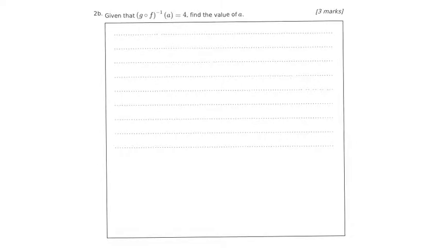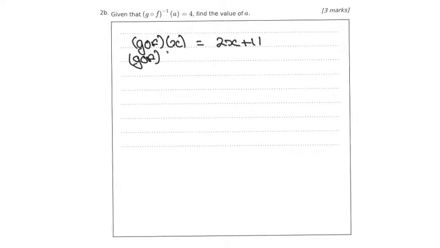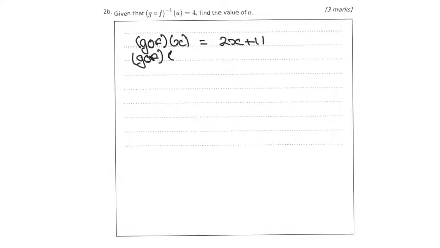In this question, given that the inverse of g of f is equal to 4, find the input. That just means that we can put 4 into g of f of x, which we know is 2x plus 11. So we work out g of f of 4, which is equal to 2 times 4 plus 11, which is equal to 19.